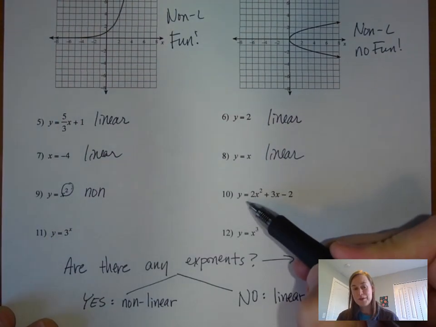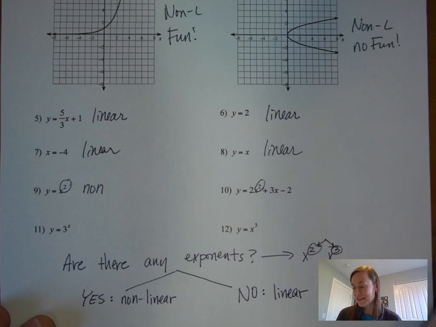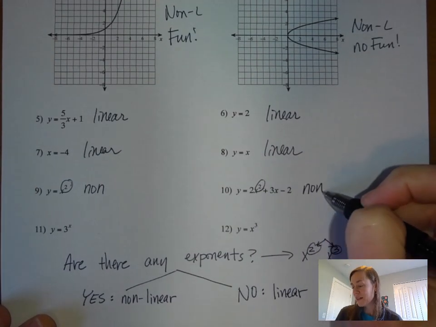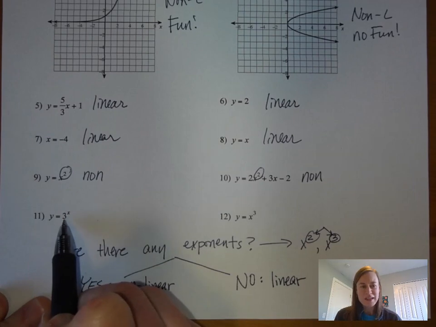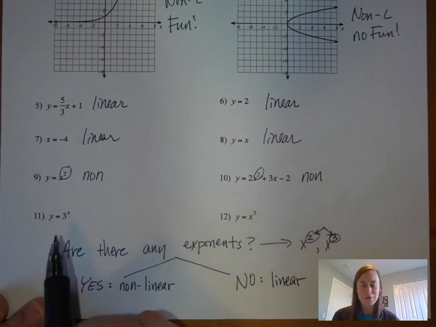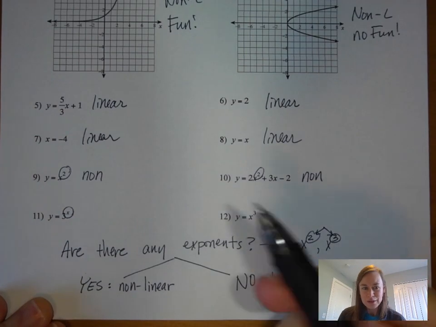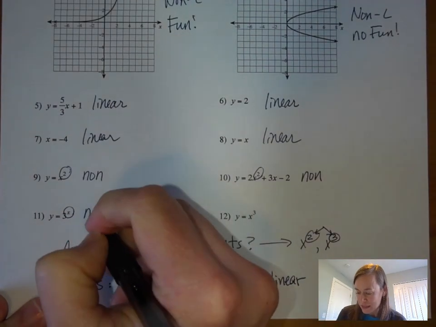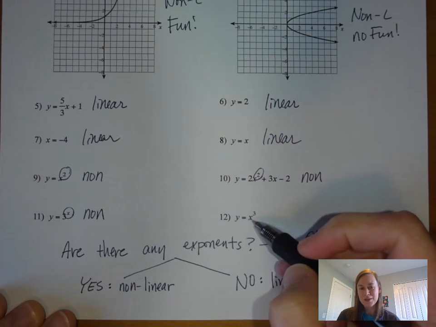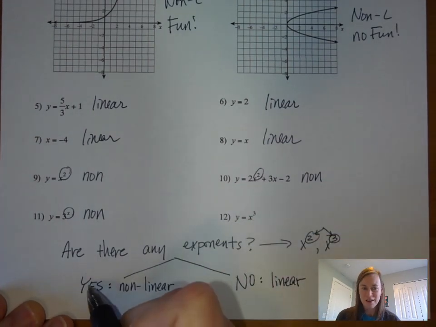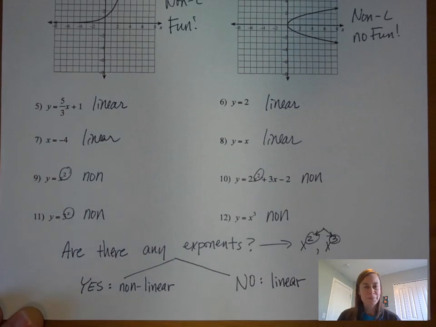All right, what about over here? Are there any exponents? Yeah, there's an exponent right there. So we're going to say nonlinear for that one also. What about that one? y = 3^x. Any exponents there? Yeah, the exponent is actually the x this time. So yes, there are exponents. That means it's nonlinear. And one last one, this time we have x raised to the 3rd power. So yes, there are exponents, which means it is nonlinear.